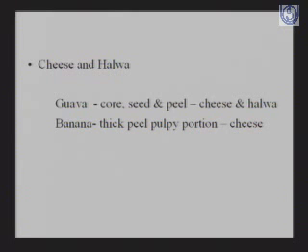Similarly, banana has a thick peel and pulpy portions from which a pulp is extracted and then converted into cheese.